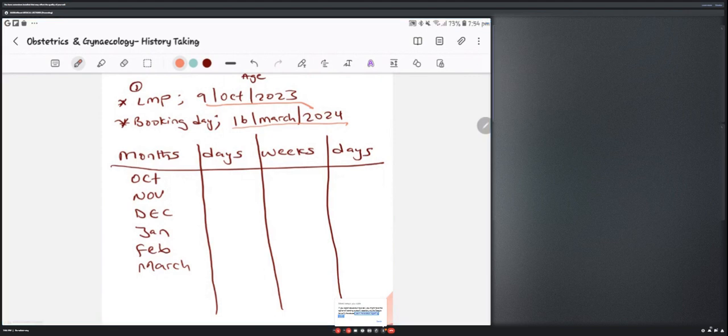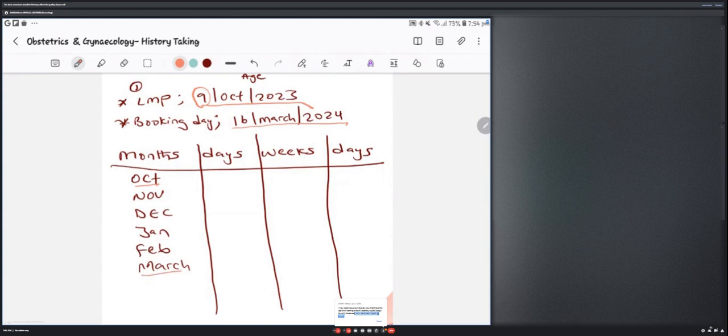Clear for now. Okay. So now we'll move to the next column, which is days. For that October, she had her LMP on the 9th of October. Remember, everything you start with the LMP before the booking date. We started with October, which is for LMP, and then the booking date is March. Now we're going back to the LMP, which is 9th October, isn't it?